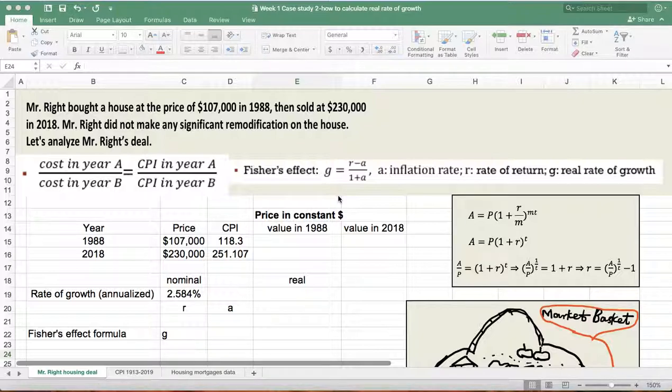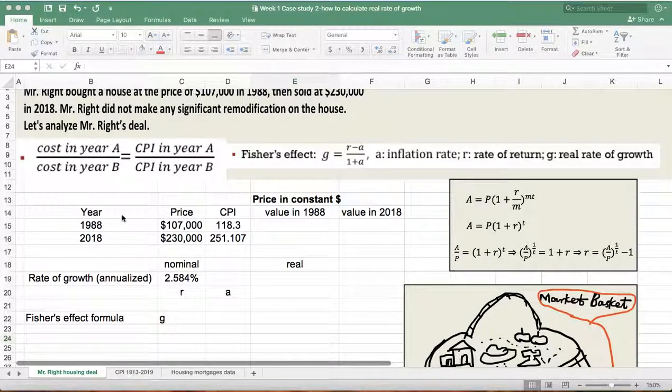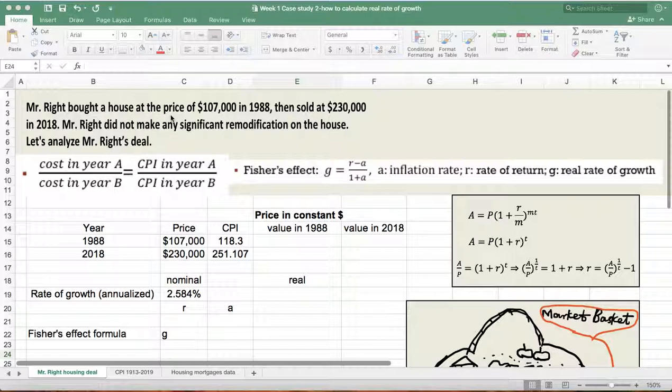Let's analyze Mr. Wright's deal. Actually, we need to calculate the real rate of growth of house value. First, we need to use the information we have in this piece. The years are 1988 and 2018. The price of the house is 107,000 and 230,000. We have this information.